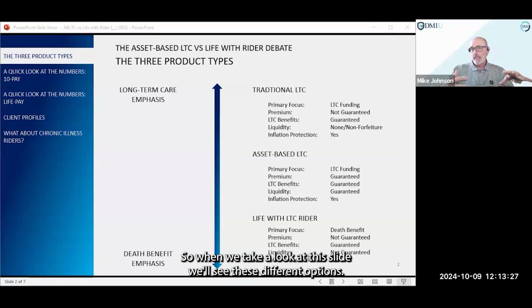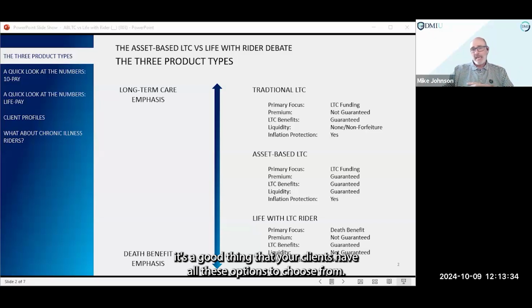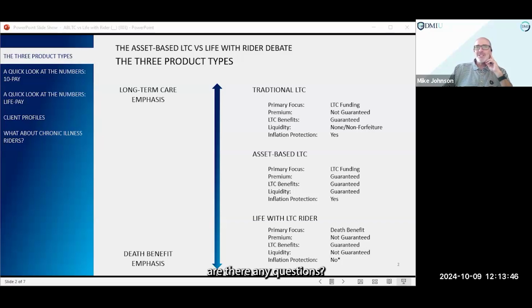When we take a look at this slide, we'll see these different options, but the bottom line is this: it's a good thing that your clients have all these options to choose from. But again, which option is best suited for your client? Well, let's take a closer look at that. But before moving on to that next slide, are there any questions?